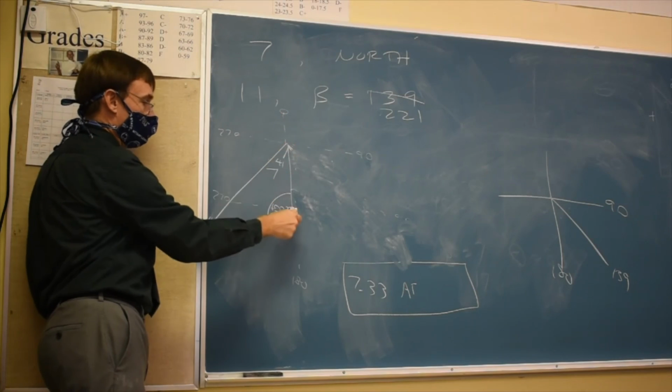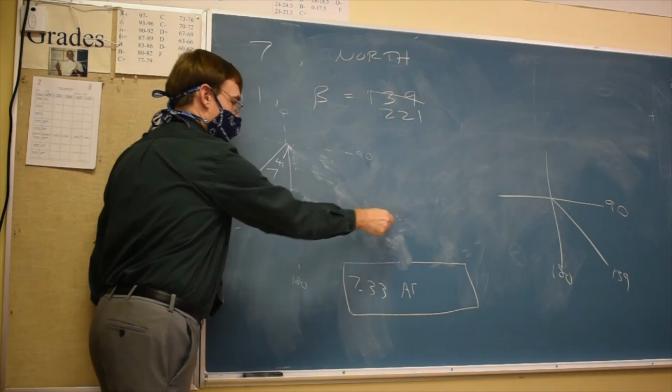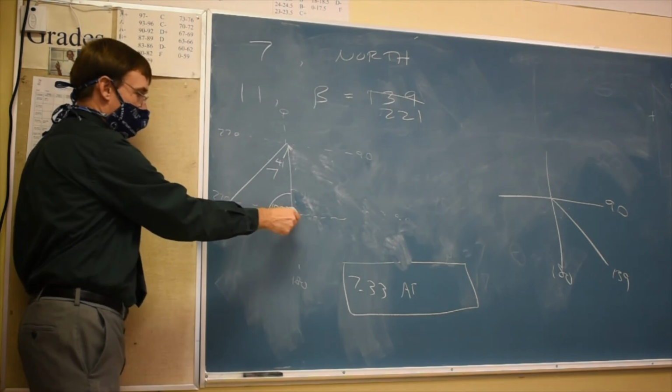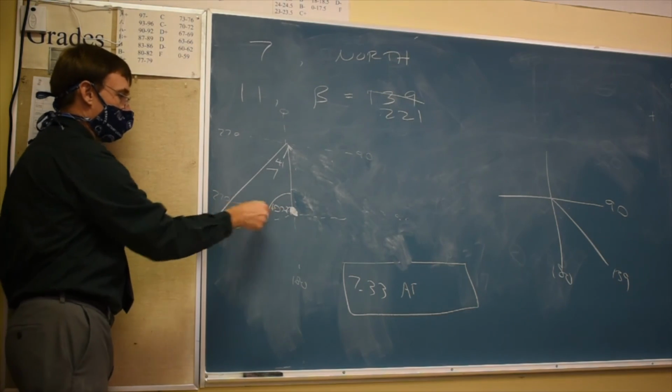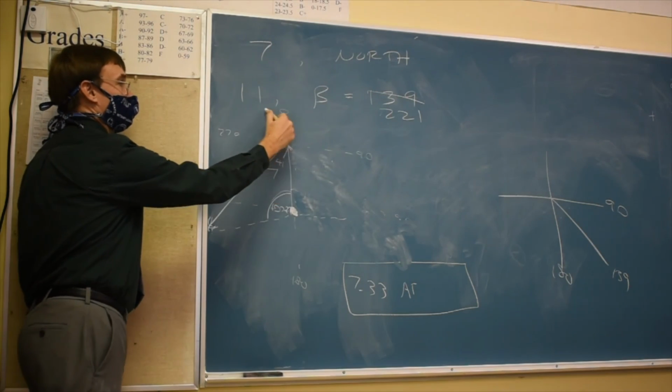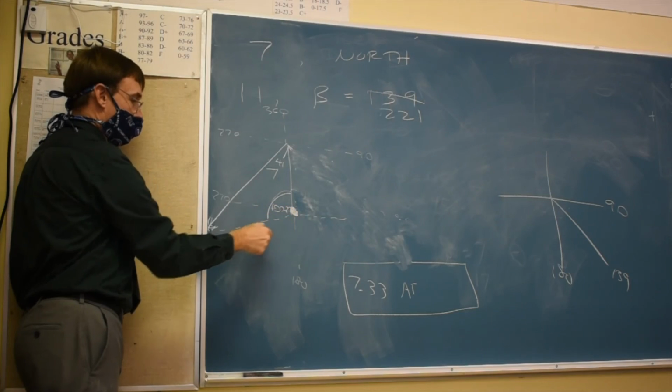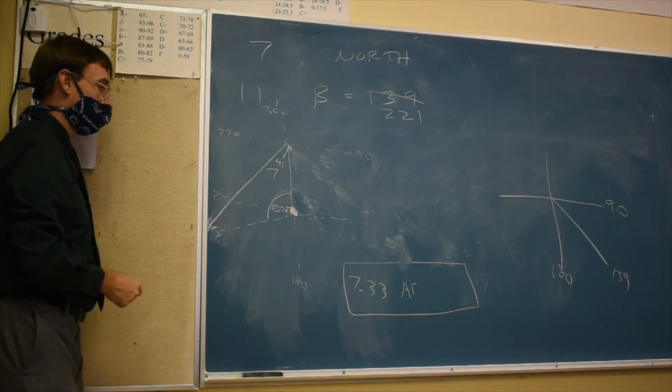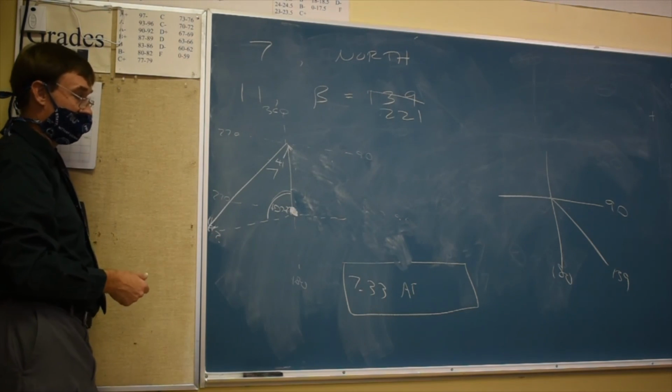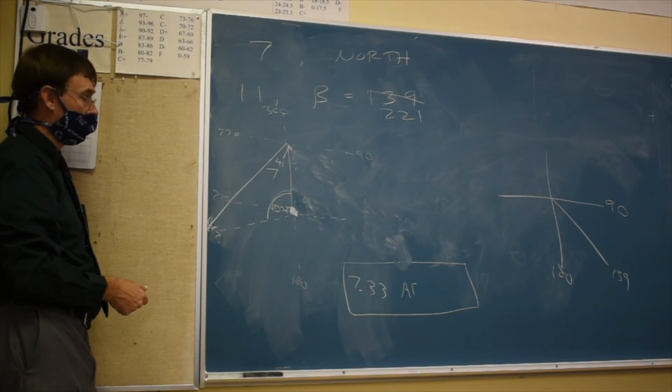So this is 0. This is 90. This is 180. This is 270. This could be 360 if you like. We're trying to figure out where we are. And now we've got to think again.